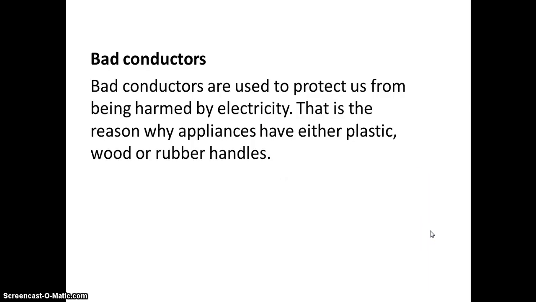Now, bad conductors. Let's quickly talk about bad conductors. Bad conductors are also useful. Bad conductors are used to protect us from being harmed by electricity. Imagine if you wanted to use a pressing iron and it was all made of metal without any part you can touch. Well, you won't be able to use a pressing iron. So part of a pressing iron needs to be made of a material that is a bad conductor, so that you are able to hold that pressing iron without being harmed or injured. And so, that is the reason why appliances have either plastic, wood, or rubber handles.